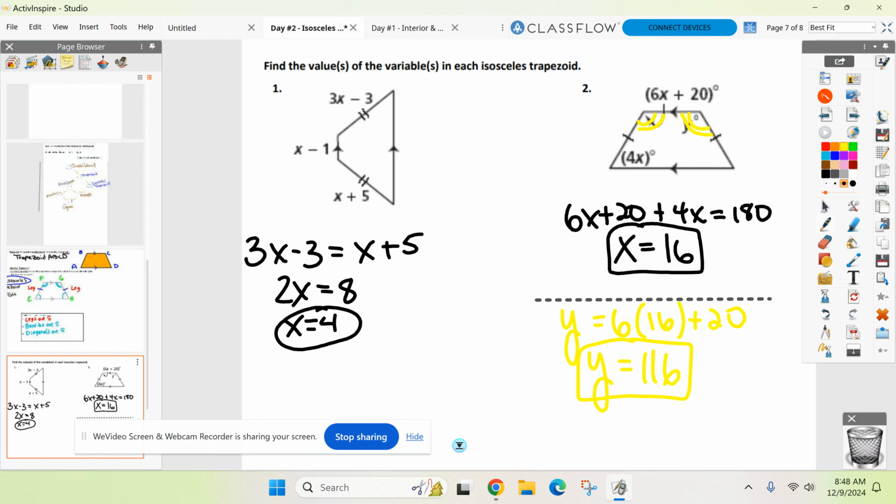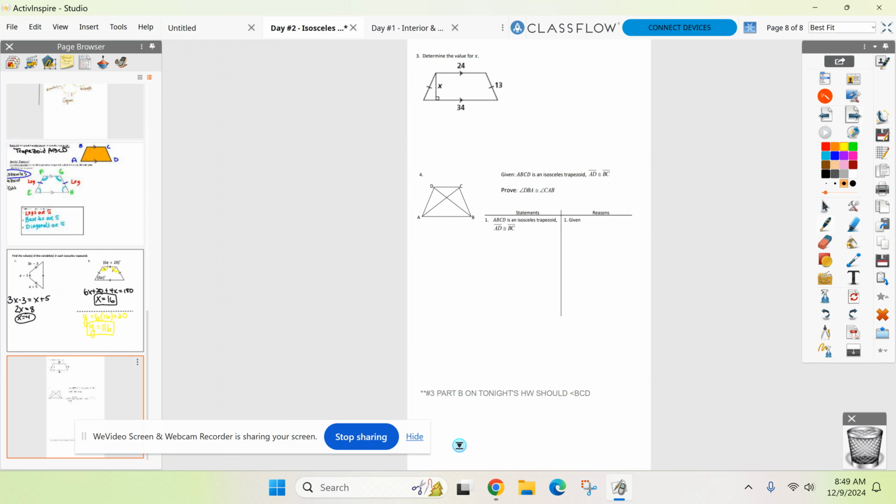So legs were congruent in number 1. Same side interior supplementary, base angles congruent. All good before we get to the tough one. All right, let's get to this tough one. Let's see what we can do here before we hit up the proof.